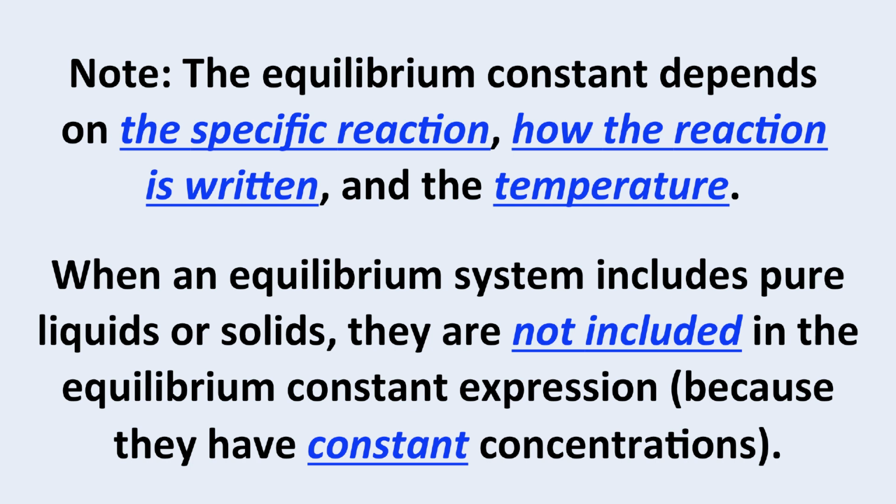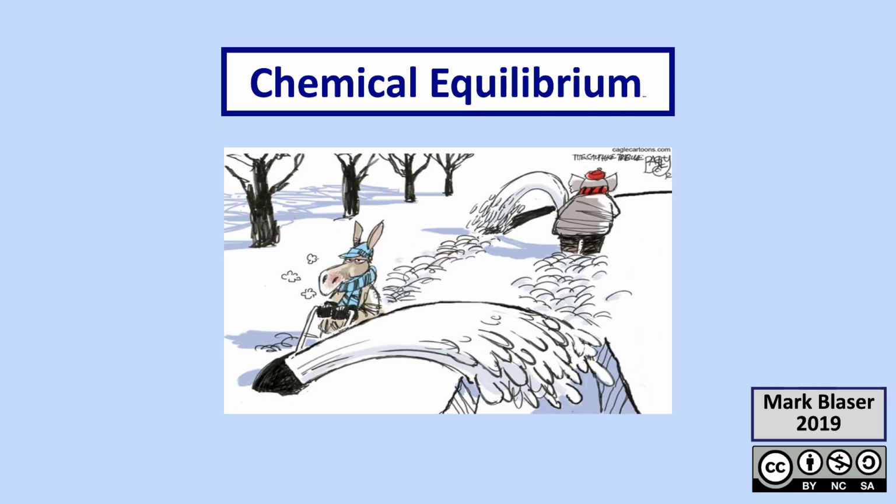we don't include the pure solids or liquids in the equilibrium constant expression. This is a convention we use, and it's because pure liquids and pure solids have constant concentration, so their concentrations aren't changing, and so we leave them out of the equilibrium constant expression. And that's it for an introduction to chemical equilibrium.